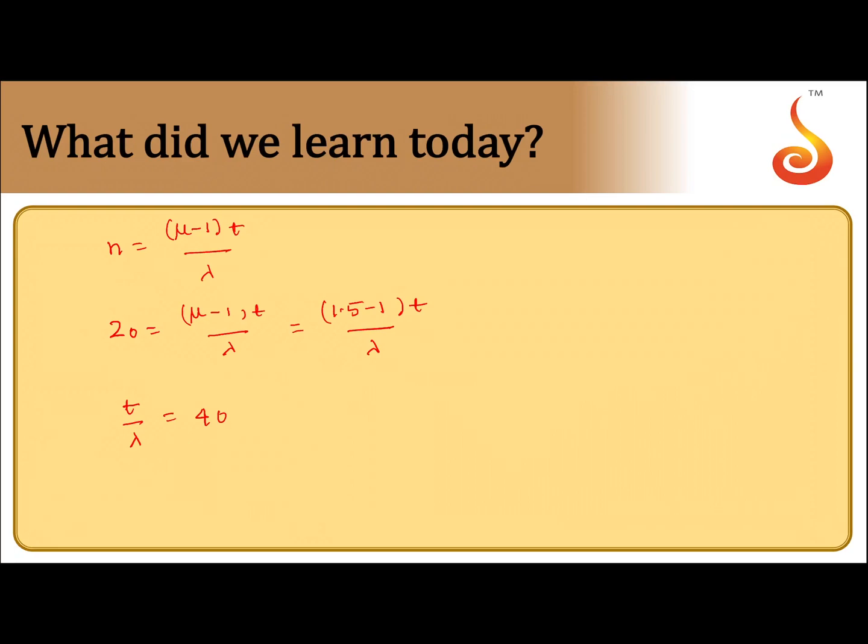So in that case we get n is equal to 1.6 minus 1. Since the thickness we are reducing by half, this becomes t by 2 into lambda. So this will be 0.3 into 40. So the number of fringes that get shifted is basically 12.